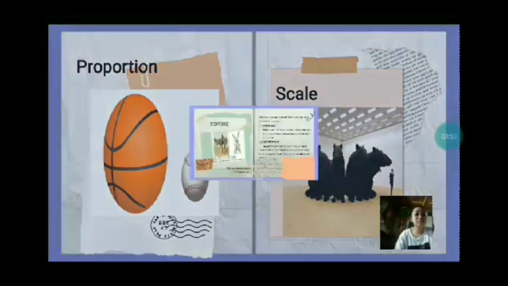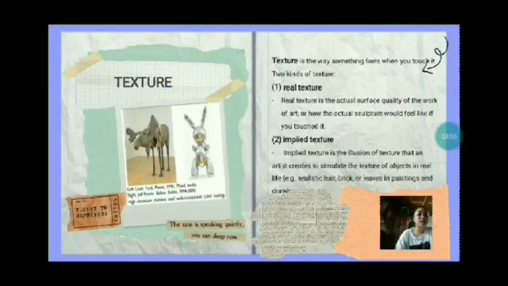So next, texture. First, the real texture. So real texture is the actual surface quality of the work of art, how the actual sculpture would feel like if you touch it. So ang real textures, tinuod siya pagkabuhat, then ang pagkabuhat ko niya with feelings. Feel na ko ang real texture mo gikapi lang siya sa uban, pero ang pagbuhat niya kanang naa siya, ang pagbuhat niya with feelings gyud. So mao na akong pagsabot sa real texture.